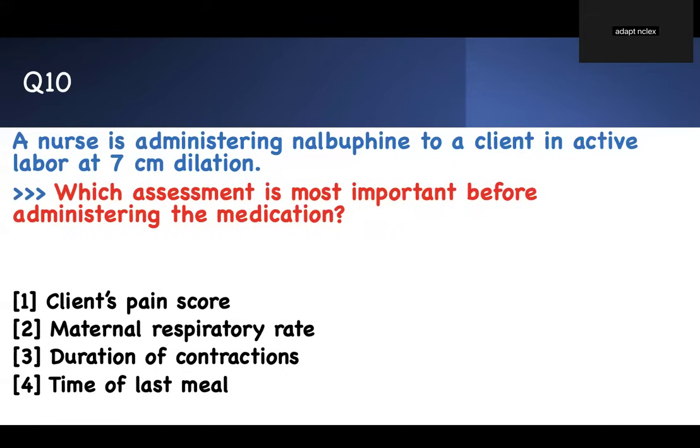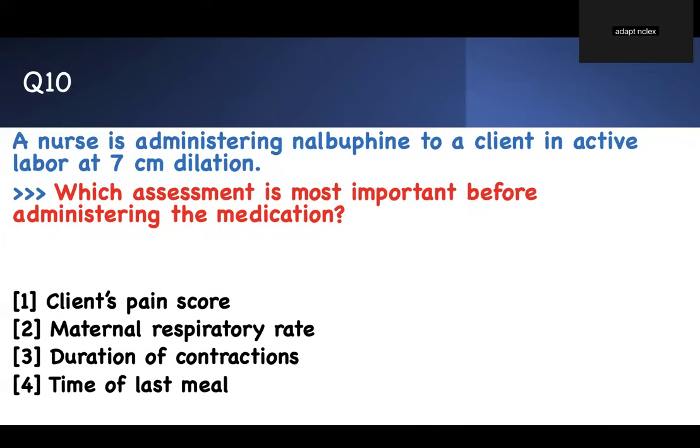And nurse is administering Nalbuphine, right, to a client in active labor at 7 centimeter dilated. Nalbuphine, we've seen it, is an opiate, right? Which assessment finding is most important? That's all. It's an opiate, agonist and antagonist. I'm giving it to you because you need pain. So your pain score is fine, but it shouldn't be my priority, right?